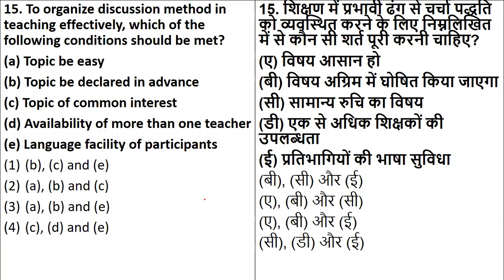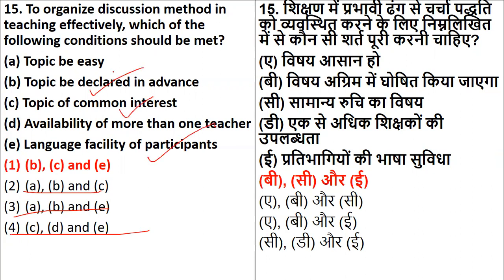If you go with an elimination round, it will be easier for you to come up with the answer. Topic to be easy is not one of them, so option A is out. Availability of more than one teacher is not at all right. Declared in advance, yes, common interest and language facility. Even if you do this, it will definitely help to organize discussion in an effective way.